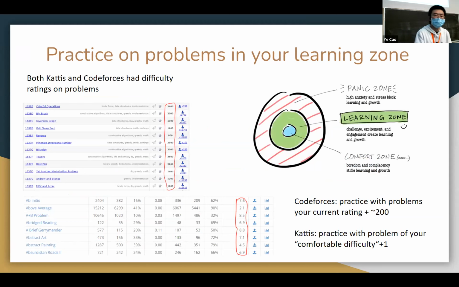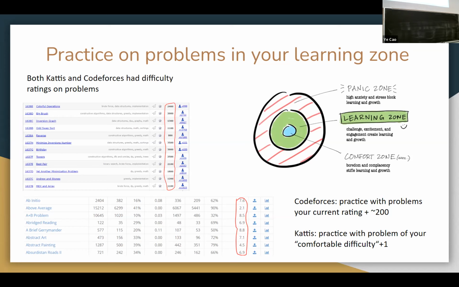My next point is to practice on problems in your learning zone. What do I mean by that? This is a bit of psychology about learning. There are three kinds of zones a problem of a certain difficulty can lie in. If it's in your comfort zone, it's like, nah, this is easy, I can solve it in 5 minutes. If it's in your learning zone, after a bit of struggle, you might be able to solve it, or after a bit of struggle, you might not be able to solve it.